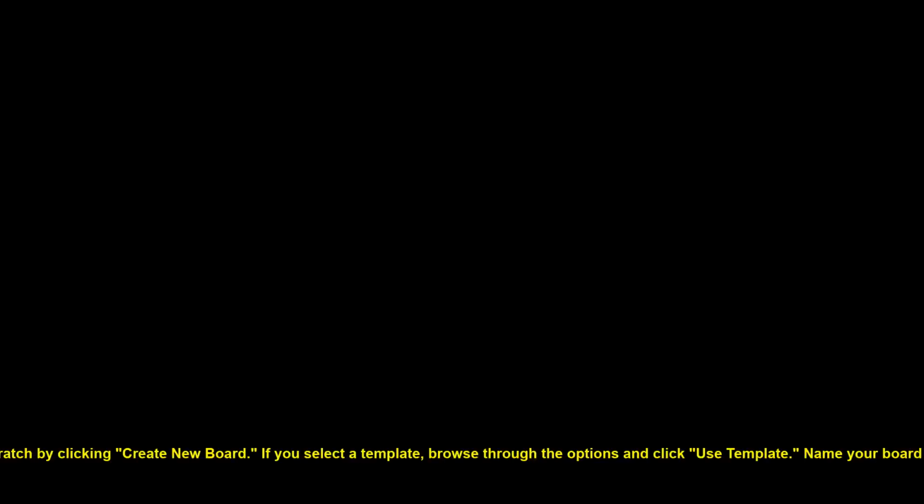Upon logging in, you will be prompted to set up your first board. Choose a template or start from scratch by clicking Create New Board. If you select a template, browse through the options and click Use Template. Decide if you want it to be private, shareable, or public. Now, you can begin customizing your board.